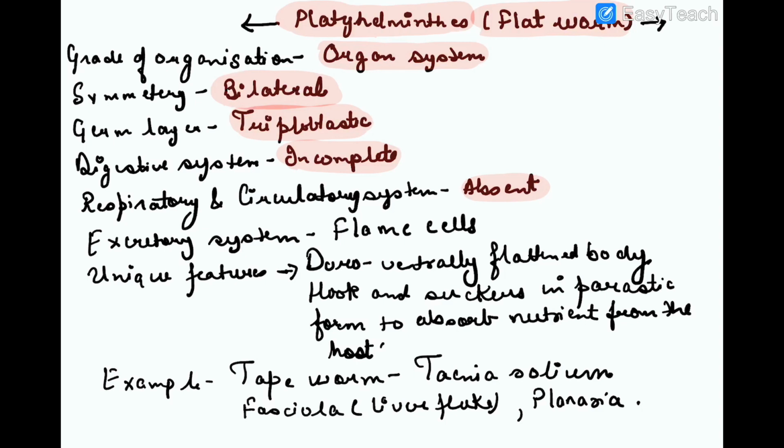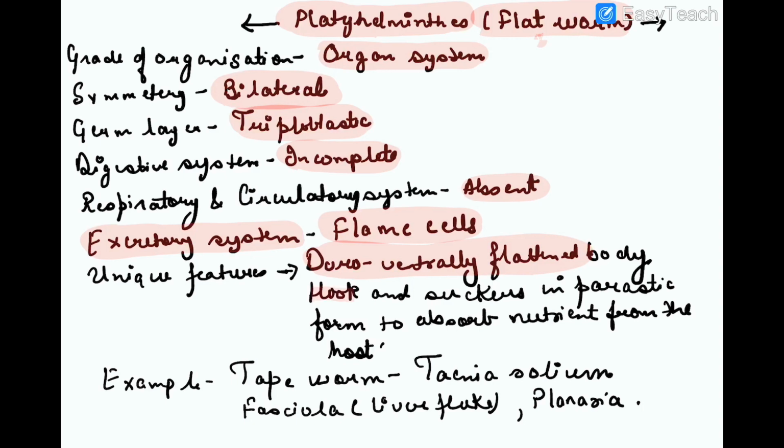Very important is the excretory system. Excretion takes place by special cells known as flame cells. Unique features: they are known as flatworms because the body is flattened from both the above side and the below side. So they are dorso-ventrally flattened, means the body is flat both on the upper side and on the lower side. That is why they are known as flatworms.